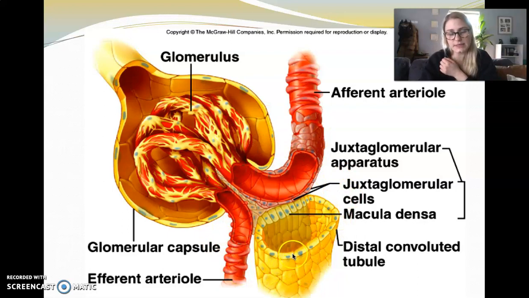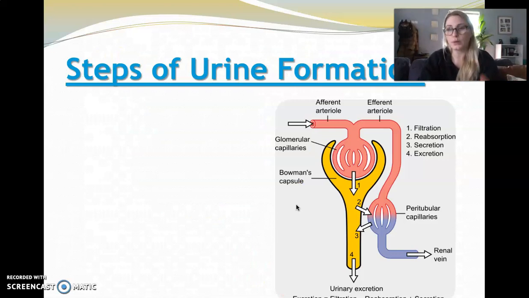Juxtaglomerular apparatus. This is that distal convoluted tubule, because everything's kind of mashed all up in itself. And these are those juxtaglomerular cells. They secrete renin. Really important. We're going to be talking about that later.